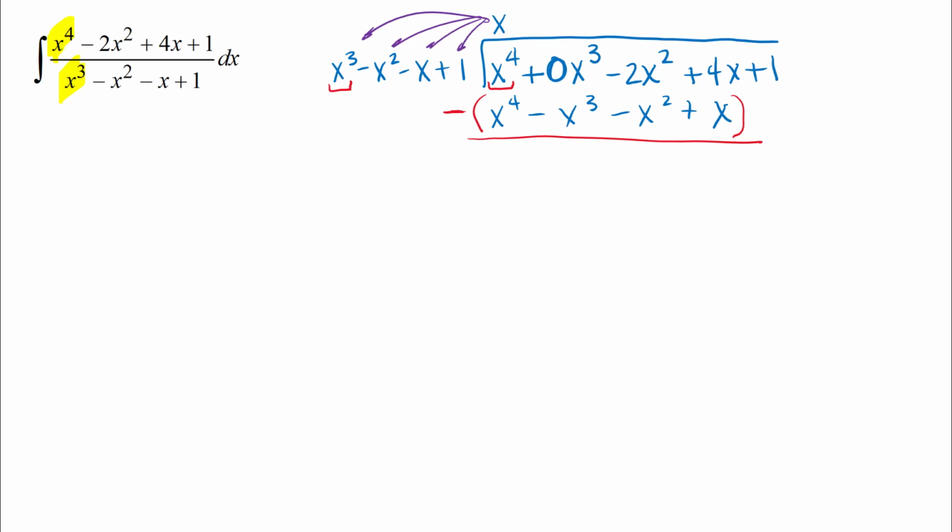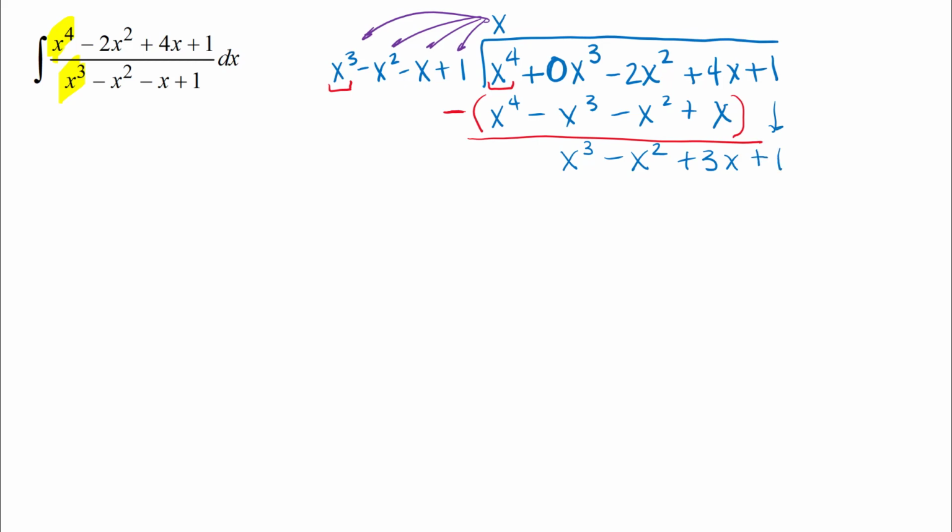Okay, so x to the 4th minus x to the 4th, that leaves no x to the 4th terms. And then 0x cubed minus negative x cubed will be positive 1x cubed. And then for the x squared terms, I have negative 2x squared minus negative, so that'll be plus x squared, so I'll be left with minus 1x squared. And then 4x minus x, so I'll have a plus 3x, and then I'm going to go ahead and bring down this last term, plus 1.